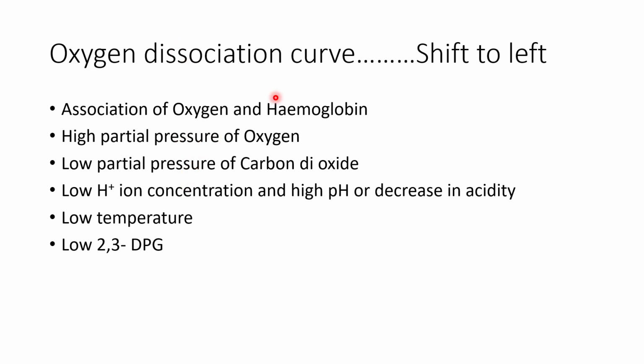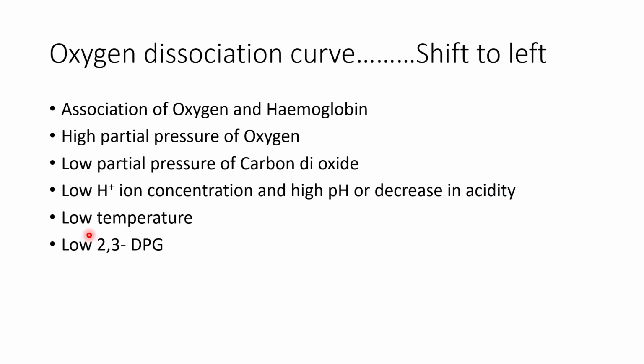So basically this curve is going to depend on oxygen and carbon dioxide tension. So the partial pressure of CO2 has to be low. And why does it require a low hydrogen concentration? If the hydrogen ions are going to increase, then formation of hydrohemoglobin can occur. So that is why for the formation of oxyhemoglobin, a high pH or a decrease in acidity is required.